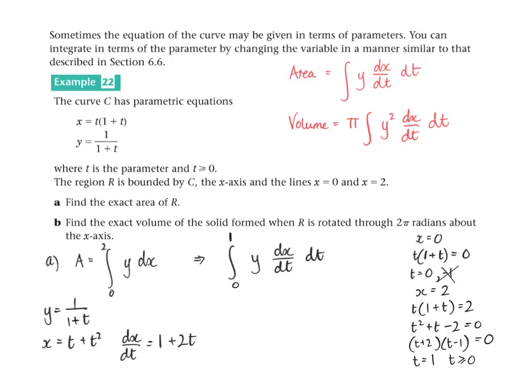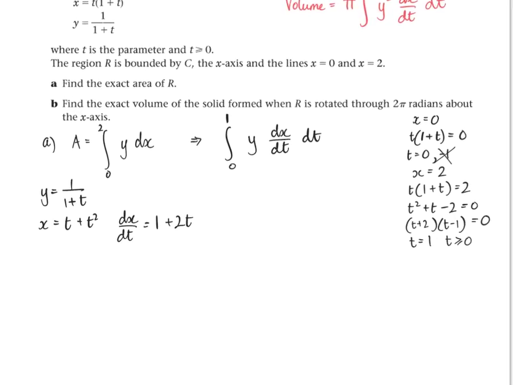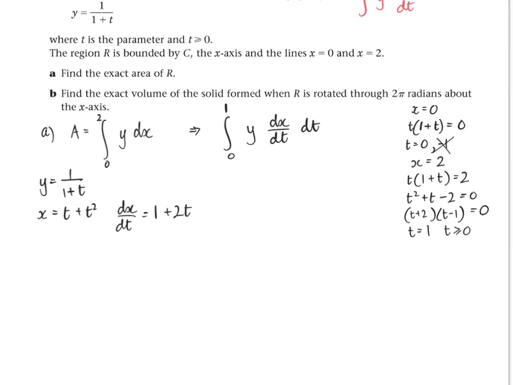Right, let's start putting in all the bits and pieces. So we have, move this up a little bit. We have the area is equal, between 0 and 1, of y, which is 1 over 1 plus t, times dx by dt, which is 1 plus 2t, dt.